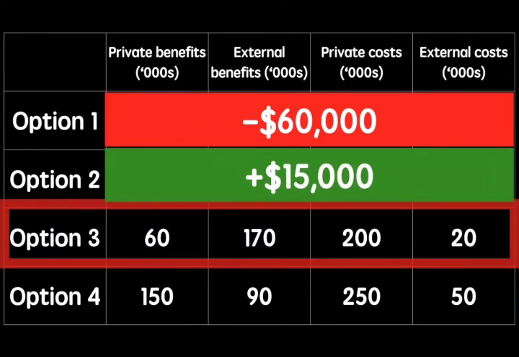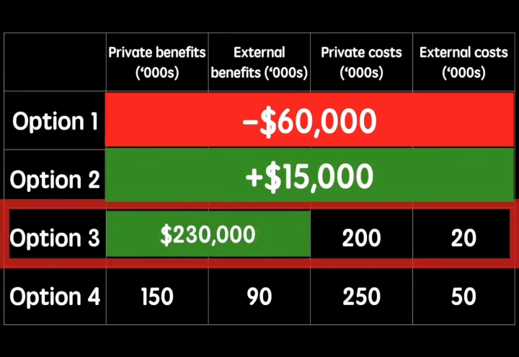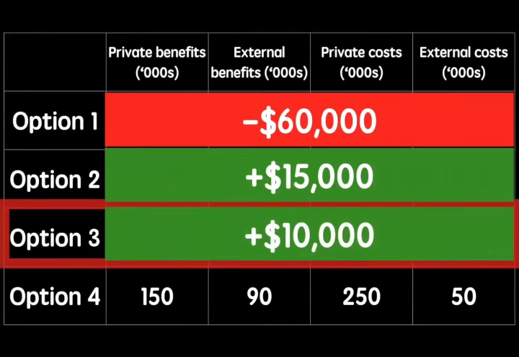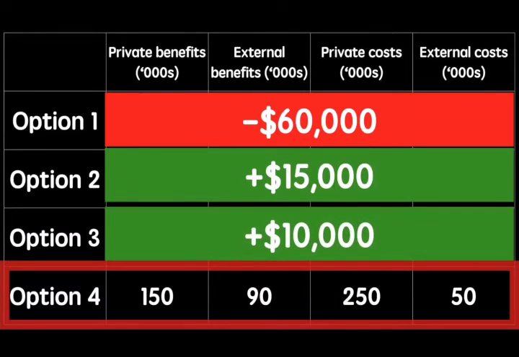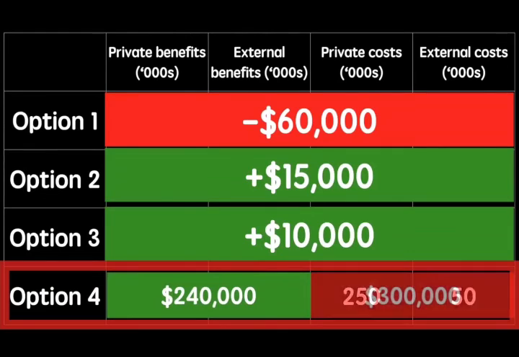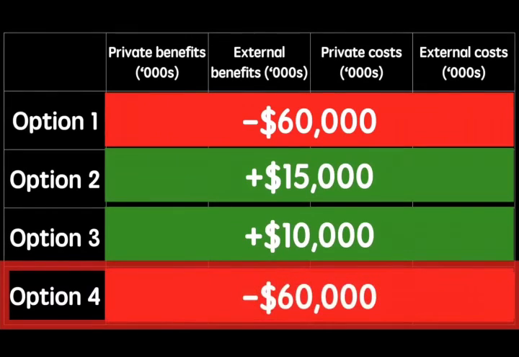Moving on to option 3, we can see that the sum of the benefits is $230,000 and the costs are $220,000. The net benefit is therefore $10,000. Moving on to option 4, we can see that the sum of the benefits is $240,000 and the costs are $300,000. The net loss is therefore $60,000.